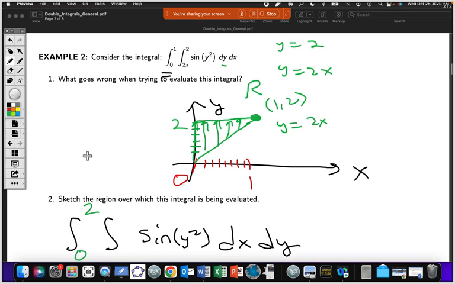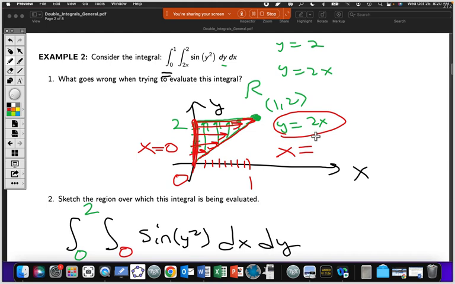And now for a fixed y, I have to figure out what the x runs between. For this region, I'm always starting on the y-axis, aka x equals 0. And I'm always going to finish up at this line. The way I've expressed it, I have y as a function of x. But for a fixed y, I need to know how far the x goes. That means I need to express x as a function of y. So if y equals 2x, then what's x as a function of y? Yeah, good, y over 2.